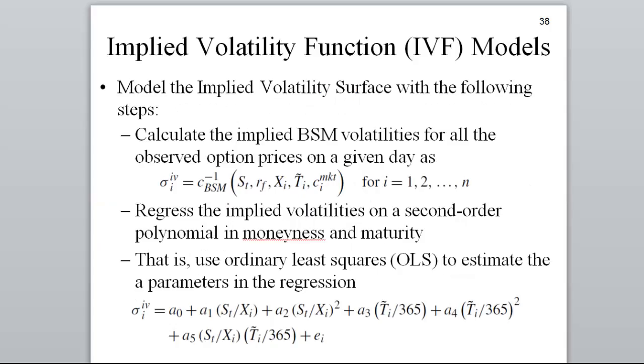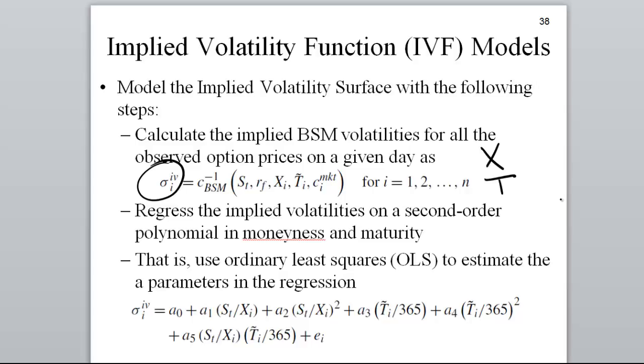The last model that we're going to see is the one used by practitioners, and it's called the implied volatility function model. How does this model work? This is the one used by practitioners. So the idea is we compute all the implied volatilities for each individual option. We're going to do all these options across different X's and different T's, so different strikes and different maturities.